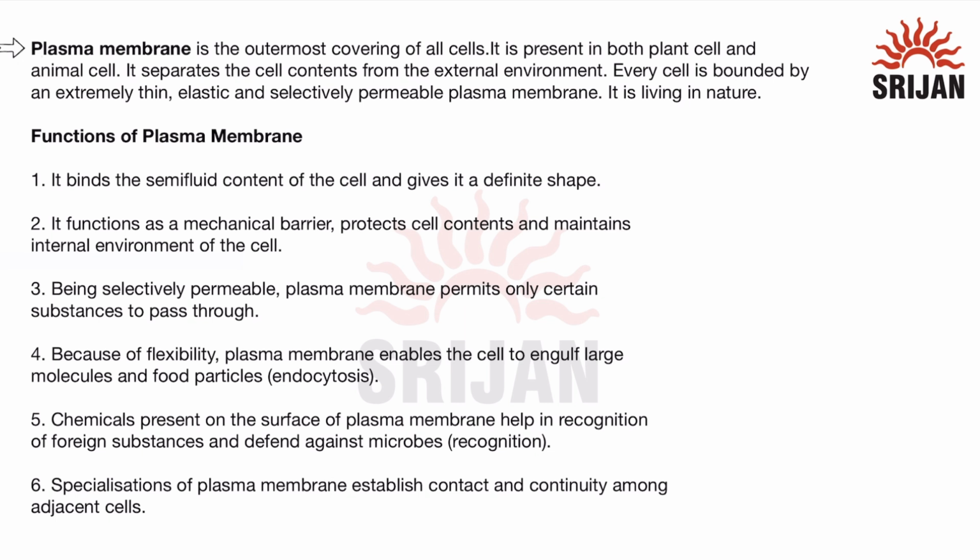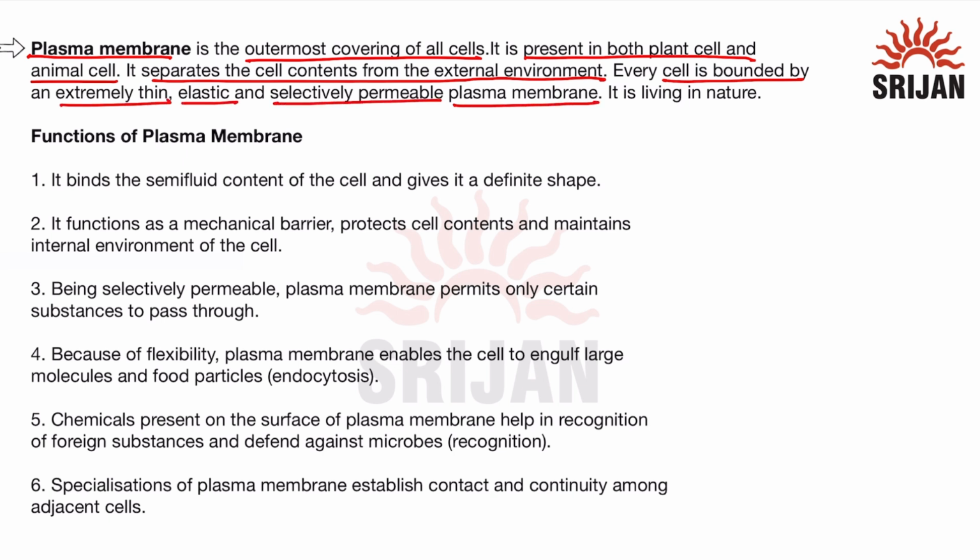Now let us read about the plasma membrane. It is the outermost covering of all cells. It is present in both plant cell and animal cell as it acts as the outer covering. It separates the cell contents from the external environment. Every cell is bounded by an extremely thin, elastic, and selectively permeable plasma membrane. So, plasma membrane is selectively permeable as it will allow only certain substances to go in and out of the cell. It is living in nature.